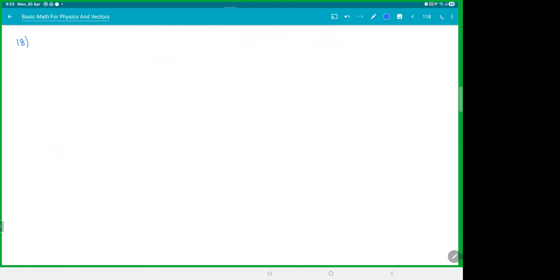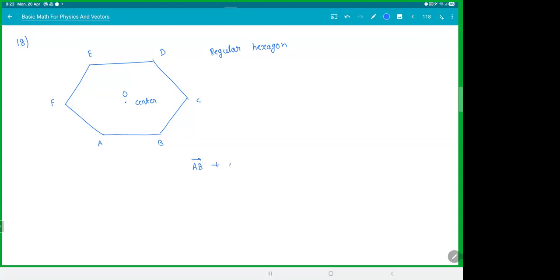Great. Let's see a question. We have a hexagon A, B, C, D, E, and F. O is the center. There are 6 sides. This is a regular hexagon. What is a regular hexagon? All the sides are equal. That is called a regular hexagon. Now if you add the vectors AB bar, AC plus AD plus AE plus AF, it is given, this is n times AO bar. N is an integer. Find n.